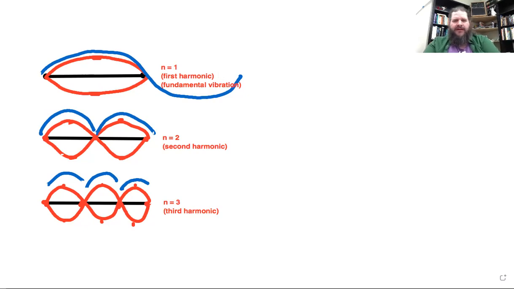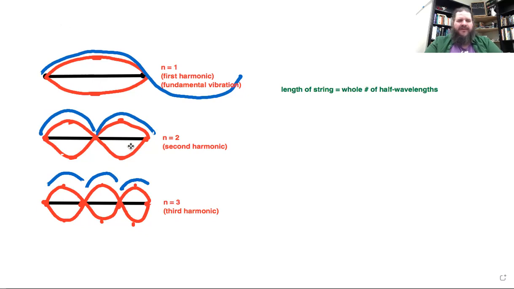That is, the length of the string or pipe or whatever it is, has to be a whole number of half wavelengths in order to fit a standing wave of this type on the string. Now, if you've got a node on one end and an antinode on the other, things are going to be different. But to have nodes on both ends or to have antinodes on both ends, the length of the string has to equal a whole number of half wavelengths.